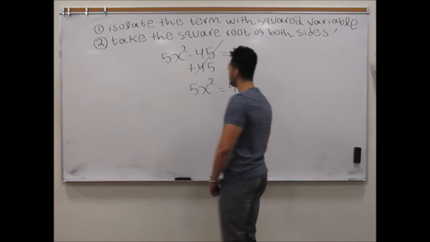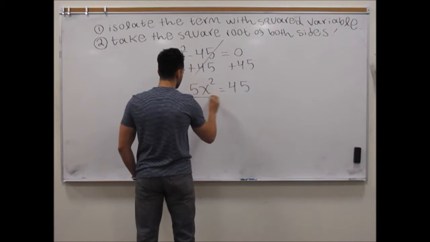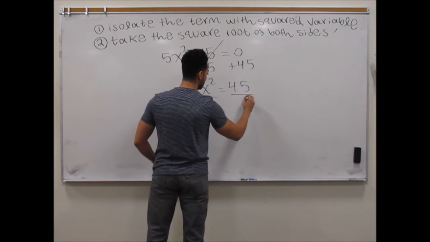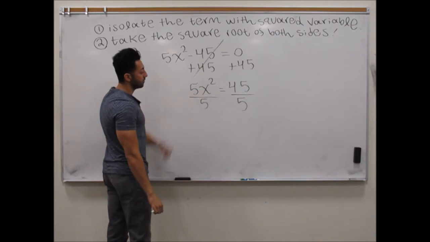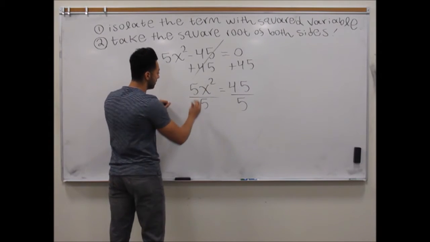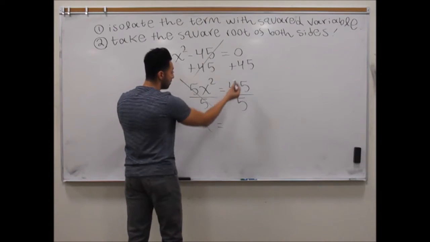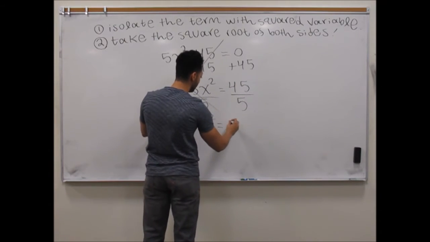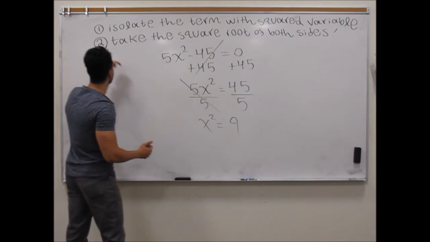Notice the next thing you would have to do is divide by 5, because we're still isolating our term with the squared variable. We're still on the first step. So these 5s would cancel here, and we would get x squared is equal to 45 divided by 5, which would be 9. Okay, so now here we've moved on to the second step.